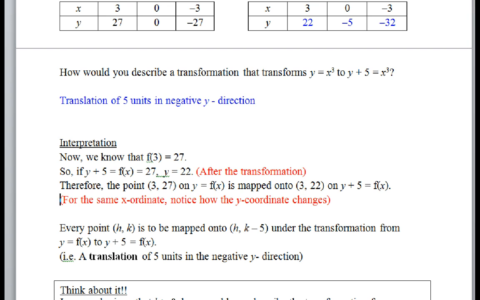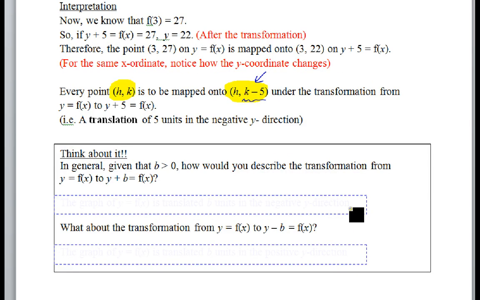So, if I have a coordinate (h, k) on the original graph, then the transformed graph should have (h, k minus 5). Am I right? Because all your y coordinates are now subtracted by 5. Okay.